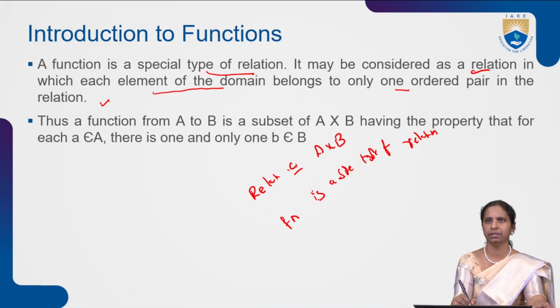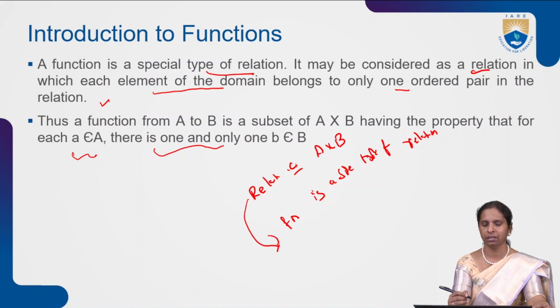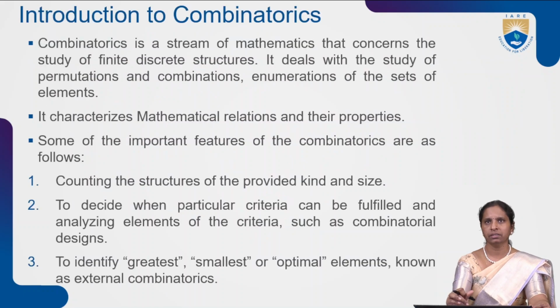What does it mean here? What is the property? For each A belonging to A, there is one and only one B belonging to B. Then only that relation is called a function. It is not required that every B be used, but for each A belonging to A, there should exist only one B belonging to B. Then that relation is called a function.